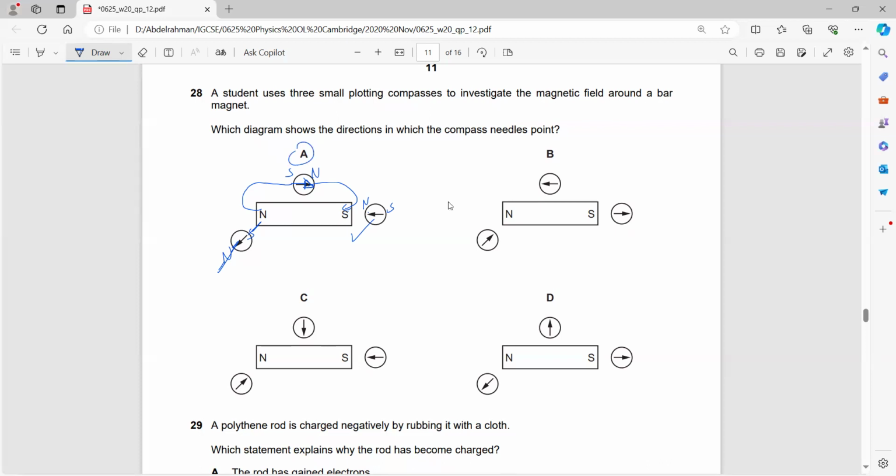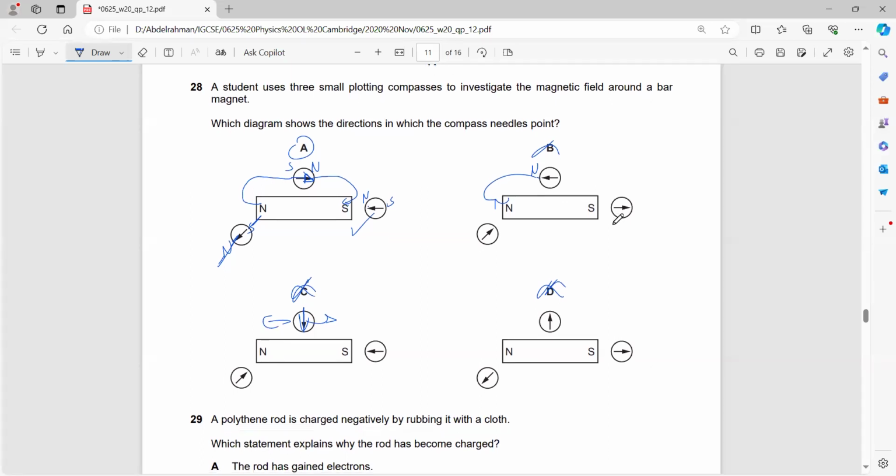Let's eliminate the other answers. In B, for example, can the north be attracted to the north? No, it cannot be attracted. C is definitely wrong, and D is wrong. The compass cannot be directed directly downwards or upwards when it's in the middle. It has to either look this way or the other way. It cannot look upwards or downwards when it's in the center, such as in C and D. This is definitely 100% wrong.